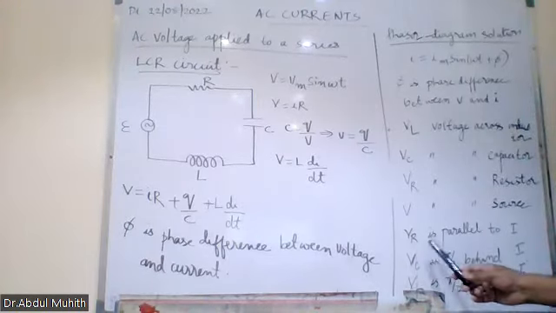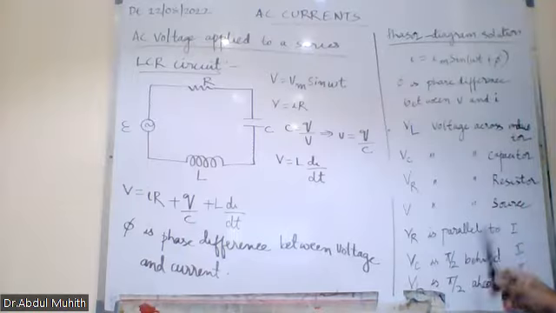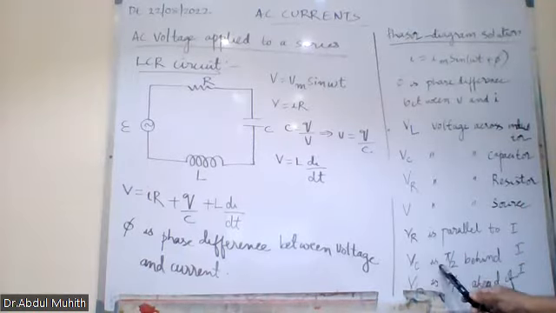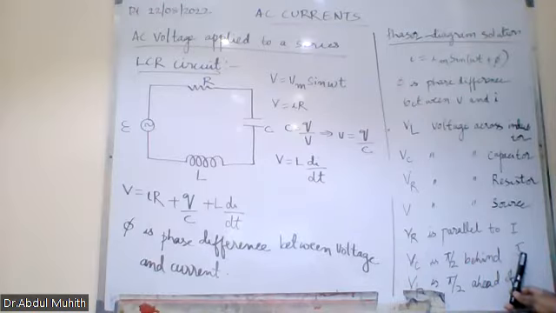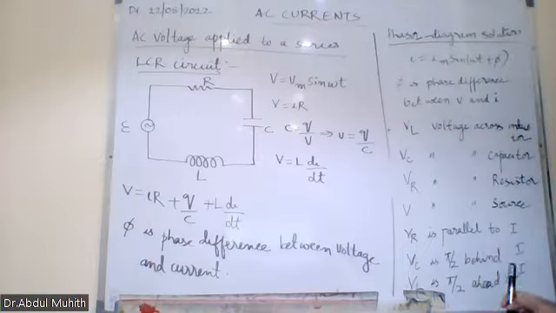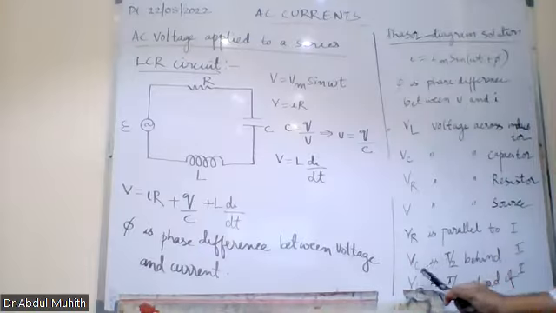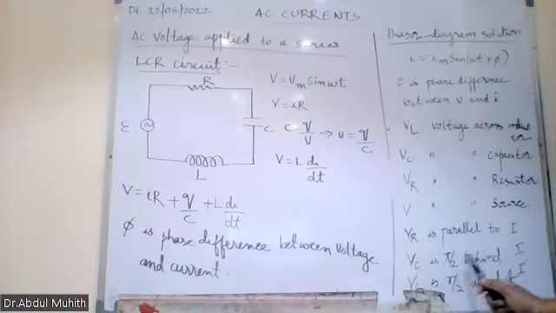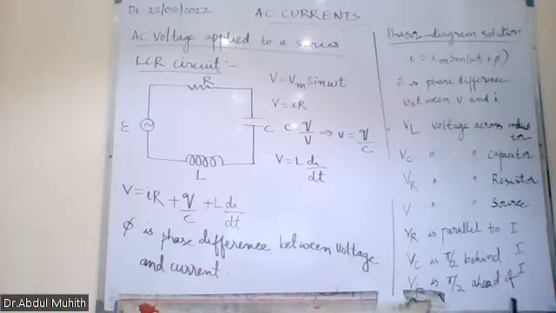See, here I wrote that the voltage across the resistor is parallel to the current, as per the phasor diagram. After that, VC is pi by 2, that means the voltage across the capacitor. Here the current is ahead of the voltage. Is that clear now? Current is leading the voltage by 90 degrees. So the same sentence is written in the other way: here the current is lagging the voltage.